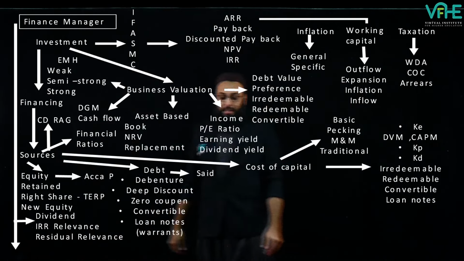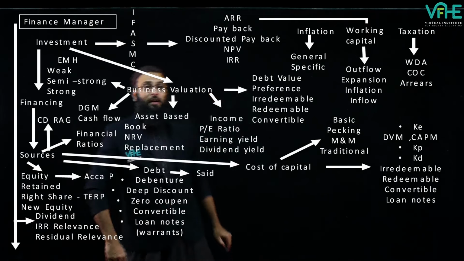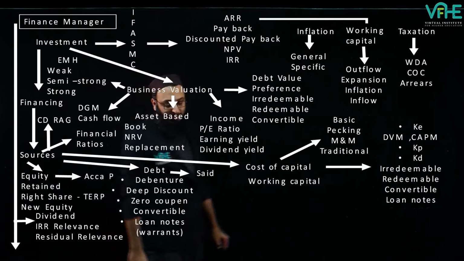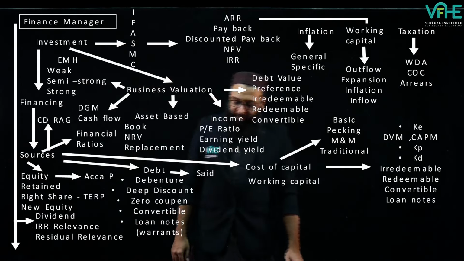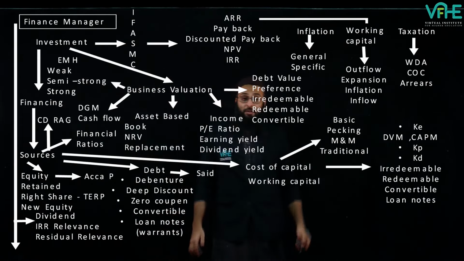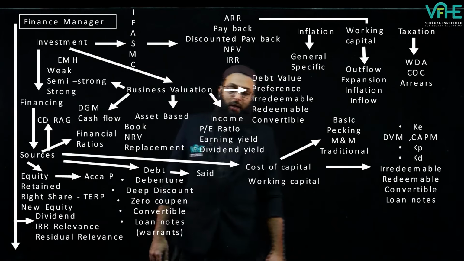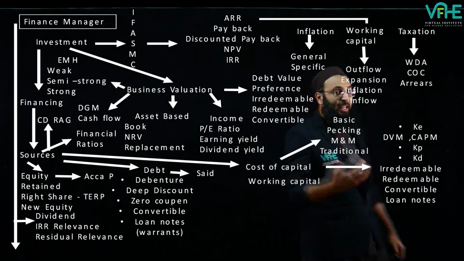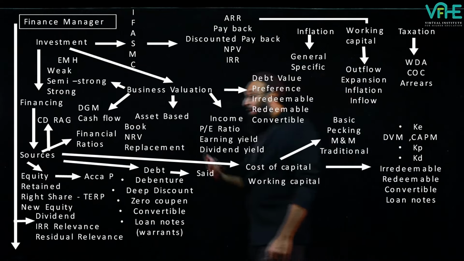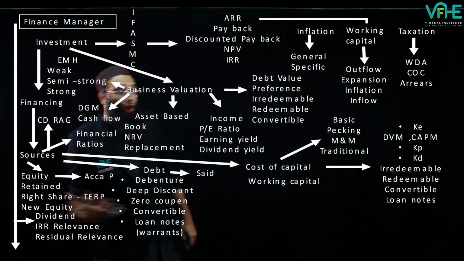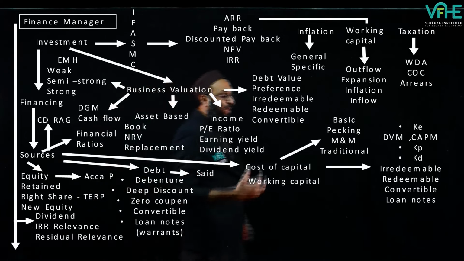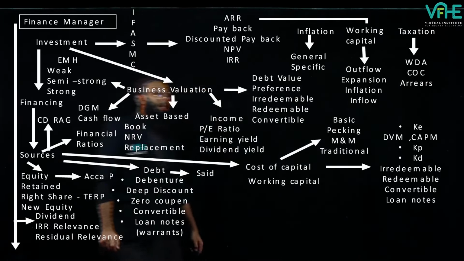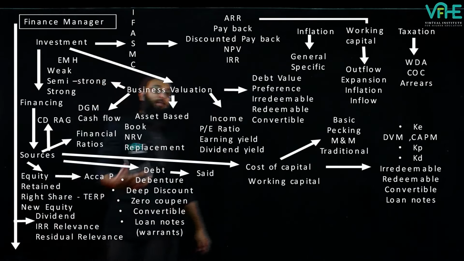Having said that, then we have the management of day-to-day things known as working capital. Working capital is the day-to-day management of the operations. Working capital is a formula which is basically current assets minus current liabilities. Current assets include key components like inventory, receivables, and cash. Current liabilities include key components like trade payables.